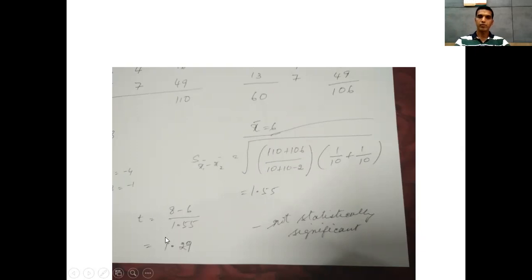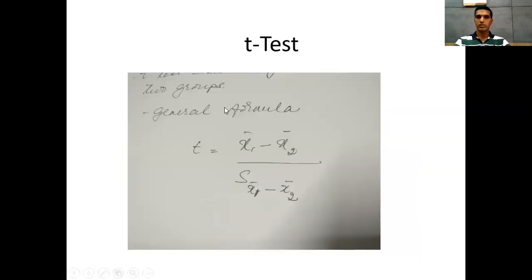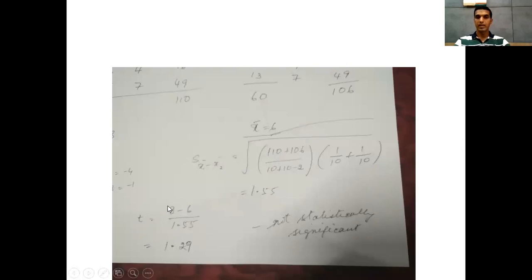Now we have to find out the t-test here. So how do you find out the t-test? You once again go back to the t-test formula: x1 dash minus x2 dash divided by the standard error. x1 is the mean of the first group, x2 is the mean of the second group. So we put it into the formula. Mean of the first group is 8, mean of the second group is 6, and this is the standard error which we have put here. 8 minus 6 divided by 1.55. So the t value you get here is 1.29.